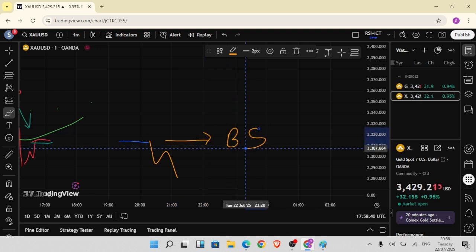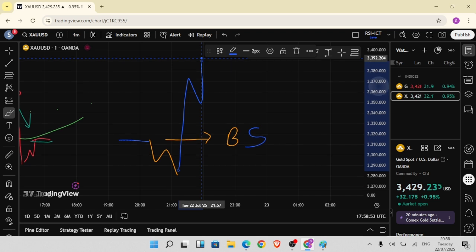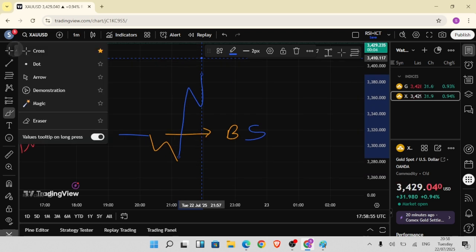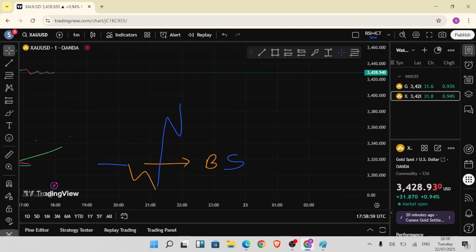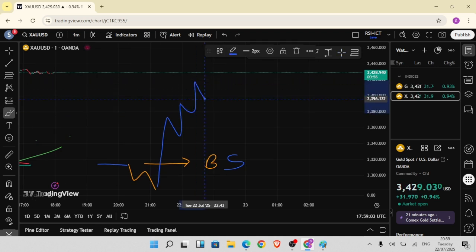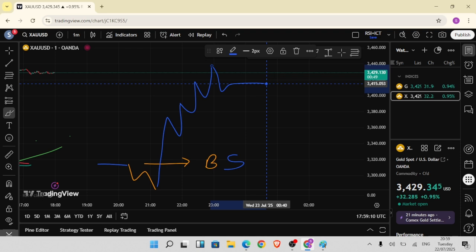Buy stop, okay? And because you are expecting price to come higher and give us a bullish candle, it will come and trigger our buy stop and go higher and go higher. And then what will happen? It will form a high and then retrace and close.